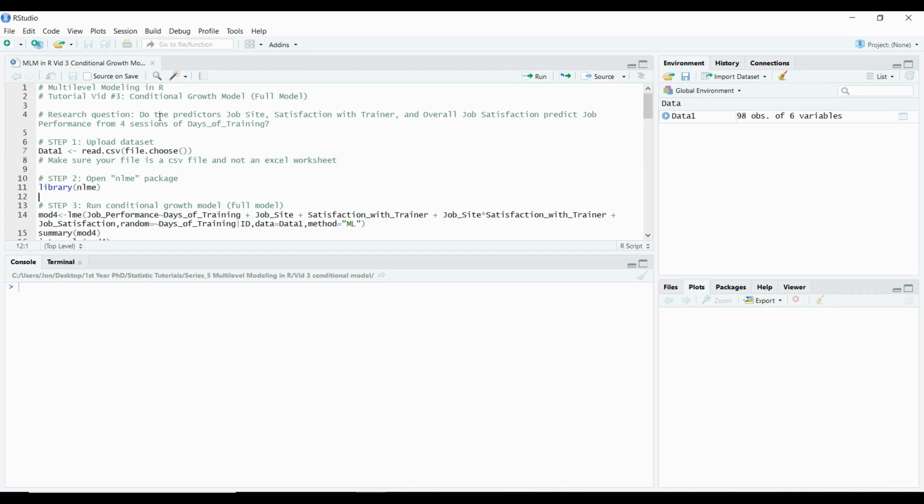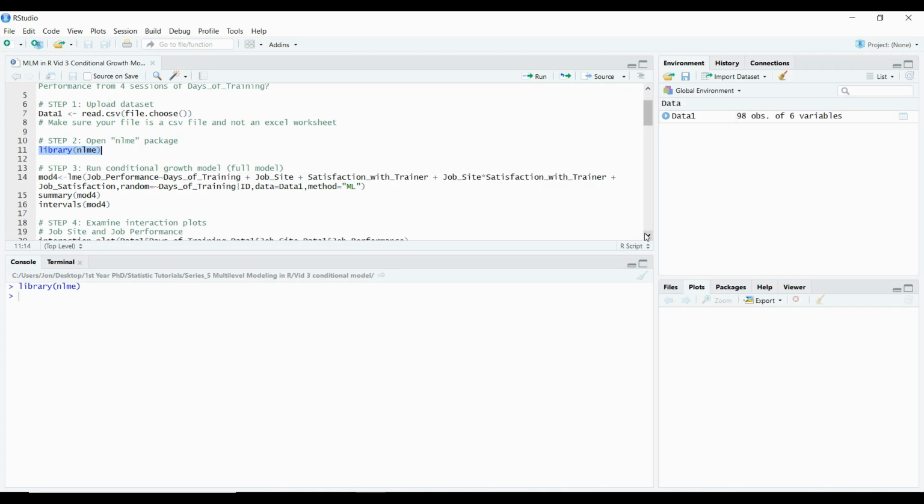And of course, we're going to start putting our predictors into the model. So make sure that the data set is loaded, which mine already is; it's in the global environment. And then have the nlme package available. I'm just going to run it to make sure it's available and ready. And now we're going to go right into building that full model, which is the conditional growth model.